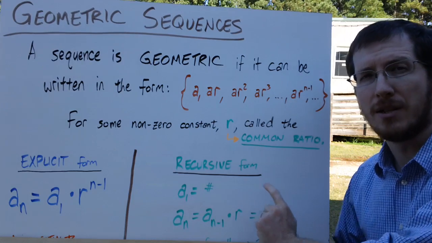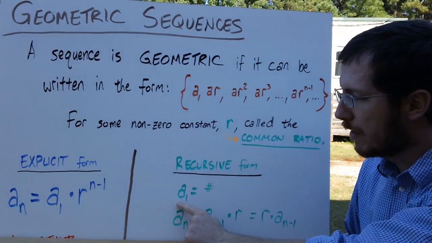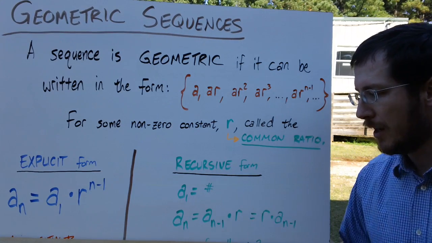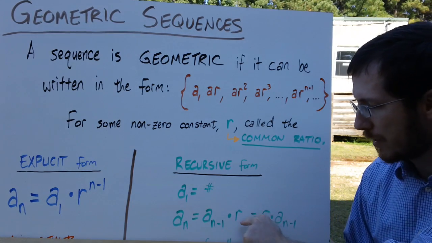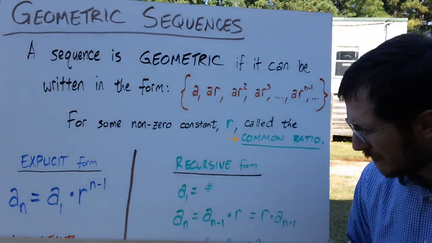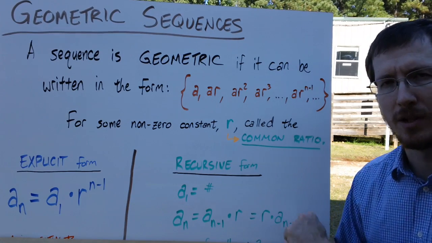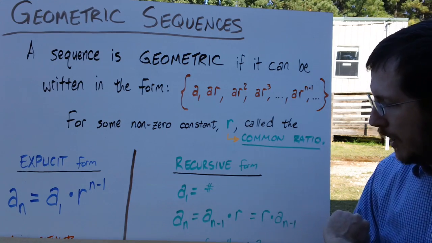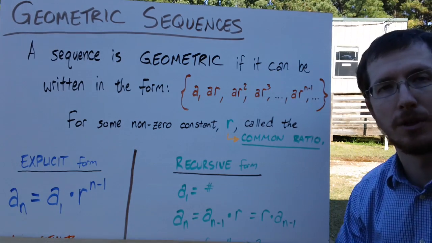The recursive form for any geometric sequence can be written as our initial value first, and then for our formula, a sub n equals our previous term, a sub n minus 1, times our common ratio r. Or it can be rewritten with the r as the coefficient of our previous term. And of course that only works for n values bigger than or equal to 2.